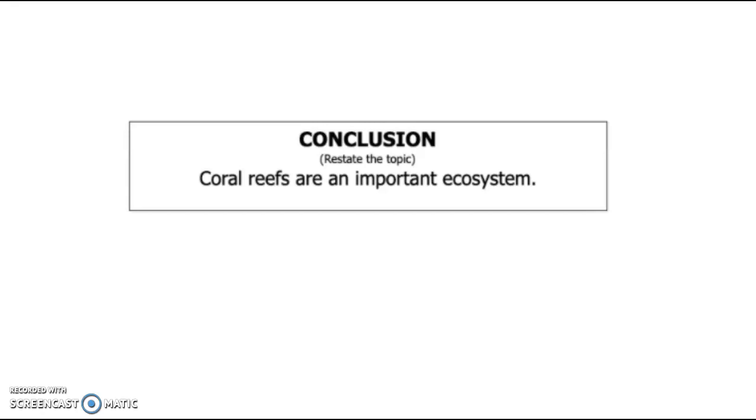So we talked about coral reefs being an important part of an ecosystem. Now maybe you chose a person like Martin Luther King Jr. or an Olympic athlete or a writer or author, and your main topic is that this person was important. So think about how your conclusion is going to look for the person you chose for your biography.